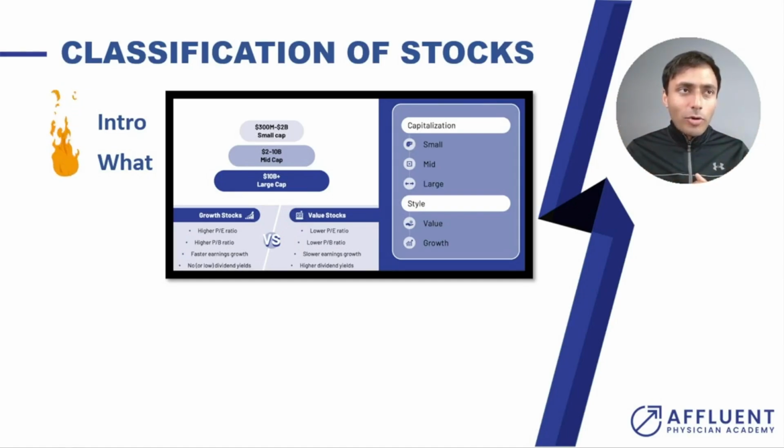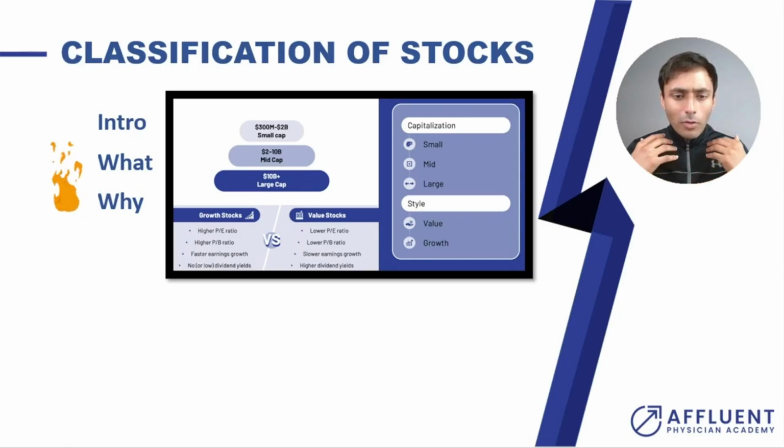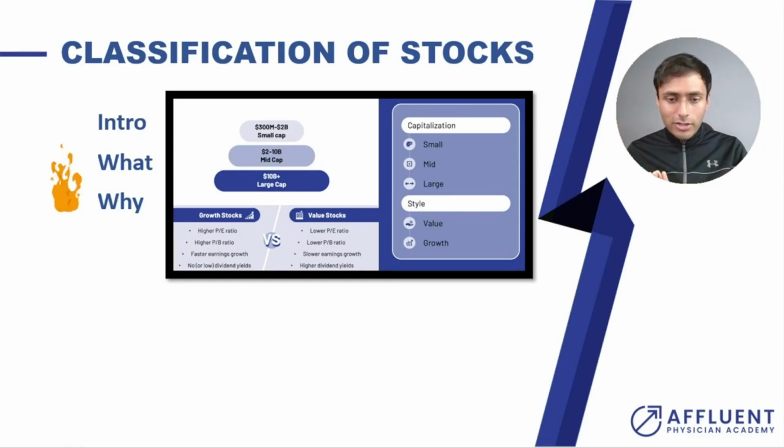Now, why is this important to know for physicians? Well, it's important to know for the purposes of risk mitigation. So for example, a physician who is risk averse may prefer value stocks because they typically have a lower volatility and offer steady dividends. On the other hand, a physician who's looking for higher returns may prefer growth stocks as they offer the potential for faster growth and higher returns.